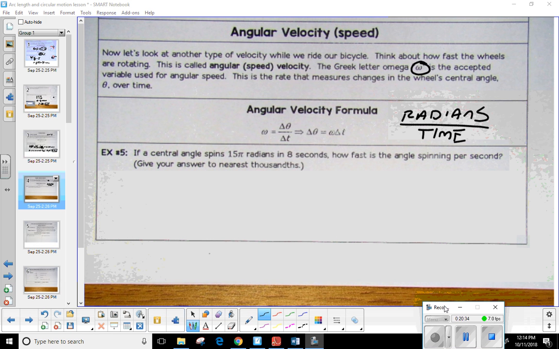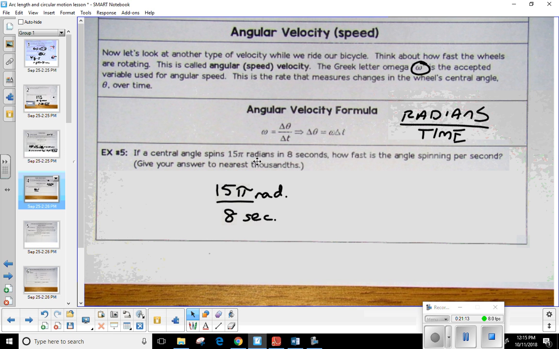It says if a central angle spins 15 pi radians in 8 seconds, how fast is the angle spinning per second? Round to the nearest thousandth. Well, I'm telling you, angular velocity is always radians per time, right? What am I provided in the problem? The number of radians and the amount of time. So all I have to do is set up that fraction. This would be 15 pi radians over 8 seconds. It's always radians per time, and the time can be whatever you need it to be.